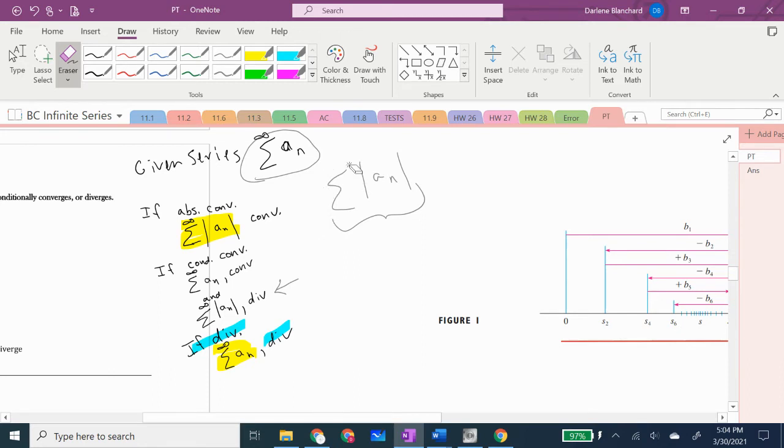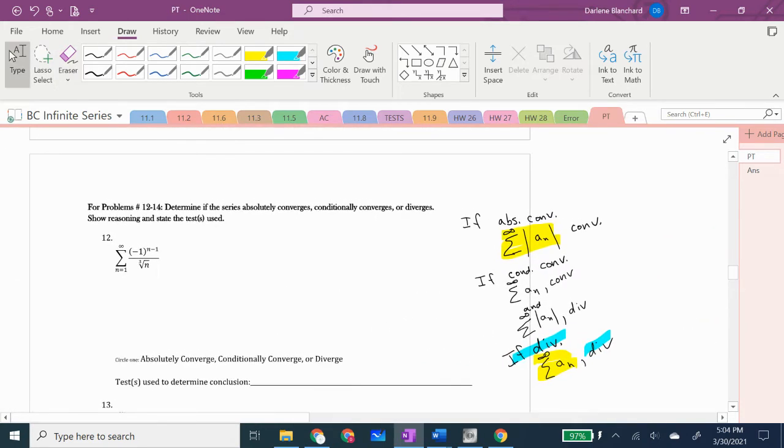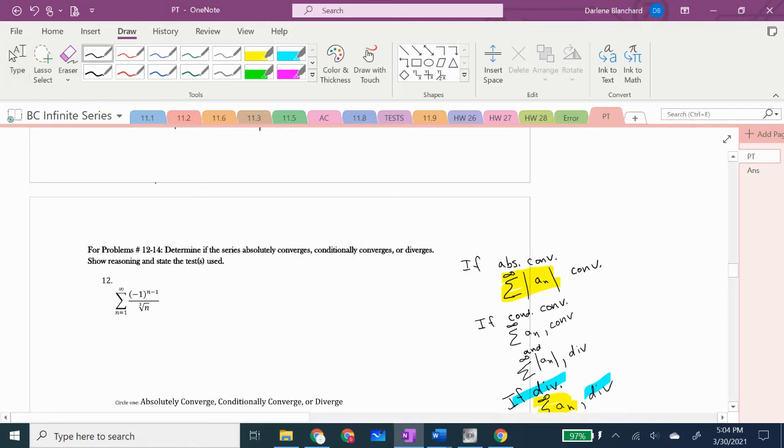Now, in tomorrow's test, you're going to see these problems given as alternating series. So I am promising you that you are going to see an alternating series.